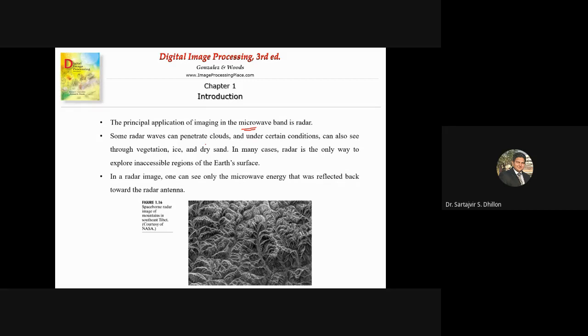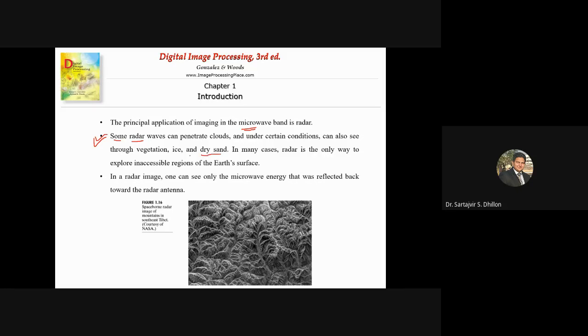And the second point is that they are generally affected by the presence of clouds. If the cloud is present, then there is very low possibility they can acquire the exact image of that particular area. In order to solve that problem, we are using the microwave band images. Some radar waves can penetrate the clouds, and under certain conditions, they can also see through the vegetation, ice, and dry sand.